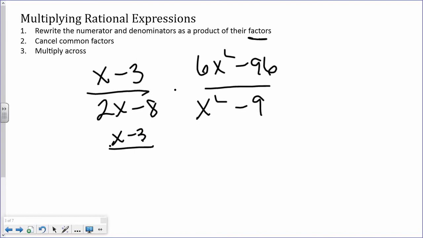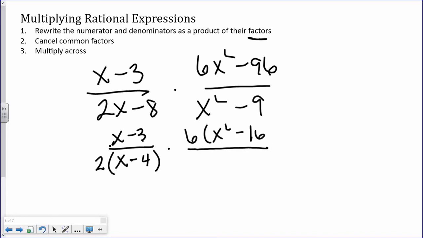And then my denominator, 2x minus 8, they have a GCF of 2. So I'm going to factor out a 2 and leave it as x minus 4. Now on the right side, I have 6x squared and 96. They have a GCF of 6. And you'll notice on the bottom, x squared minus 9, this is a difference of squares.